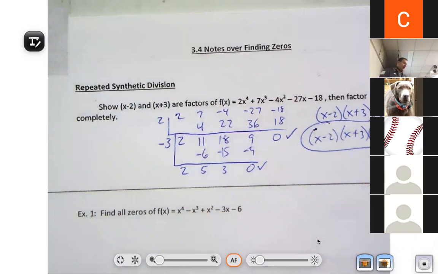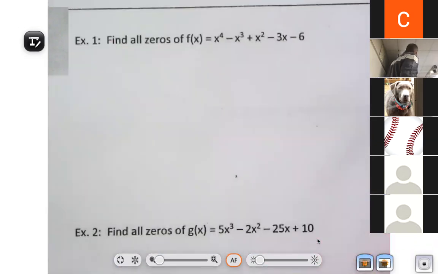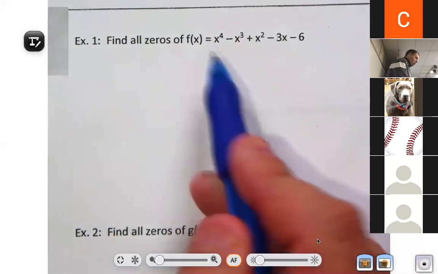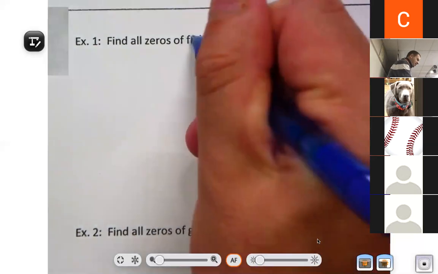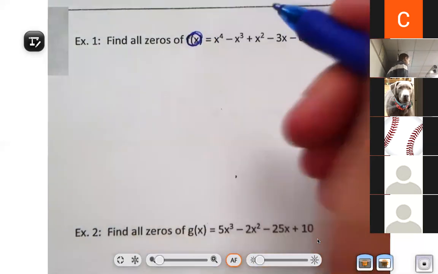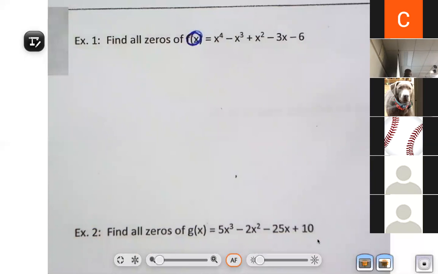Because what happens now in example 1 says, find all the zeros of this function. Let me explain that question. Anytime a problem says find the zeros, or find the solutions, or find the roots, or find the x-intercepts, those all mean the same exact thing. It basically means figure out what you would plug in for x that makes this function equal 0. That's what it means to find a 0. It's figuring out what you would plug in for x that would solve this equation and make it equal 0.